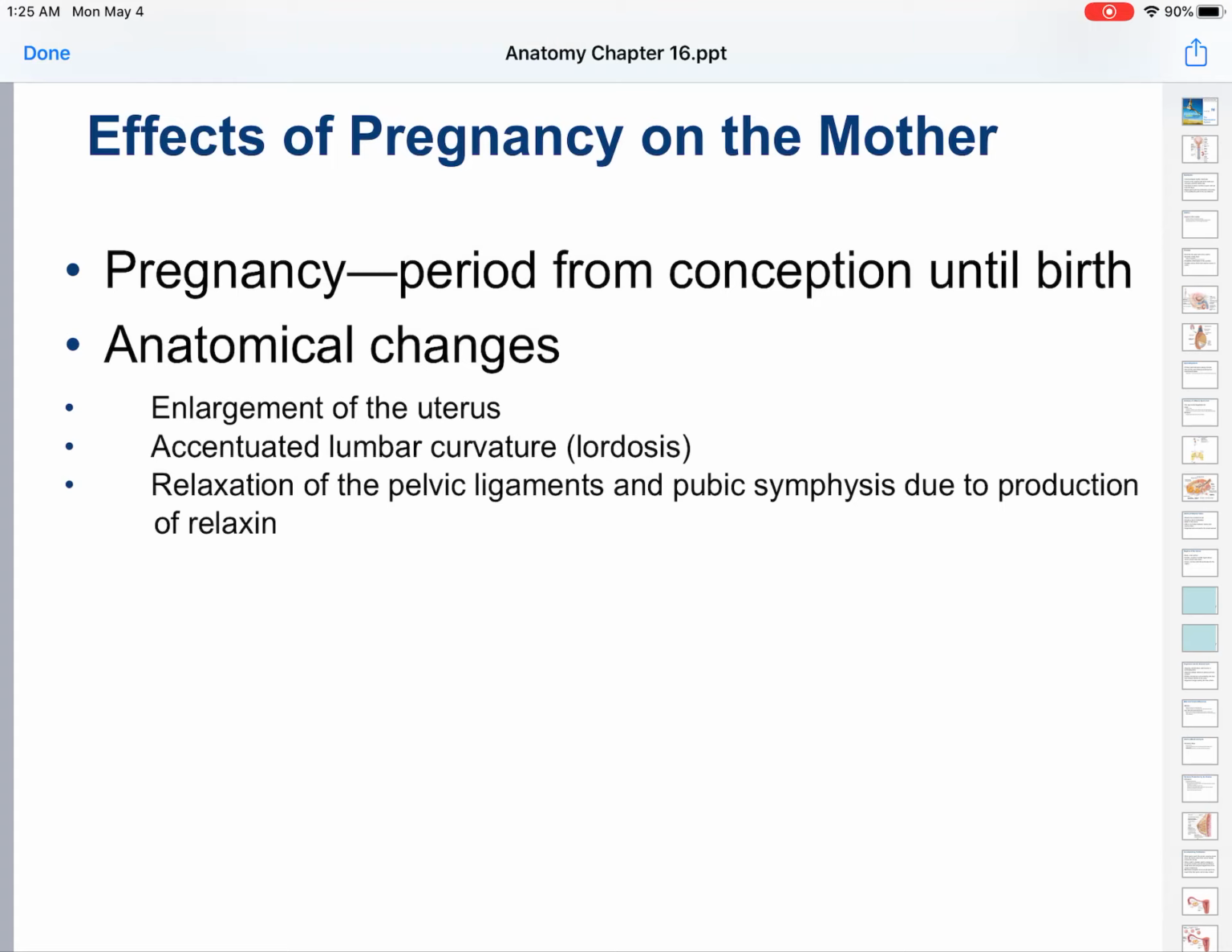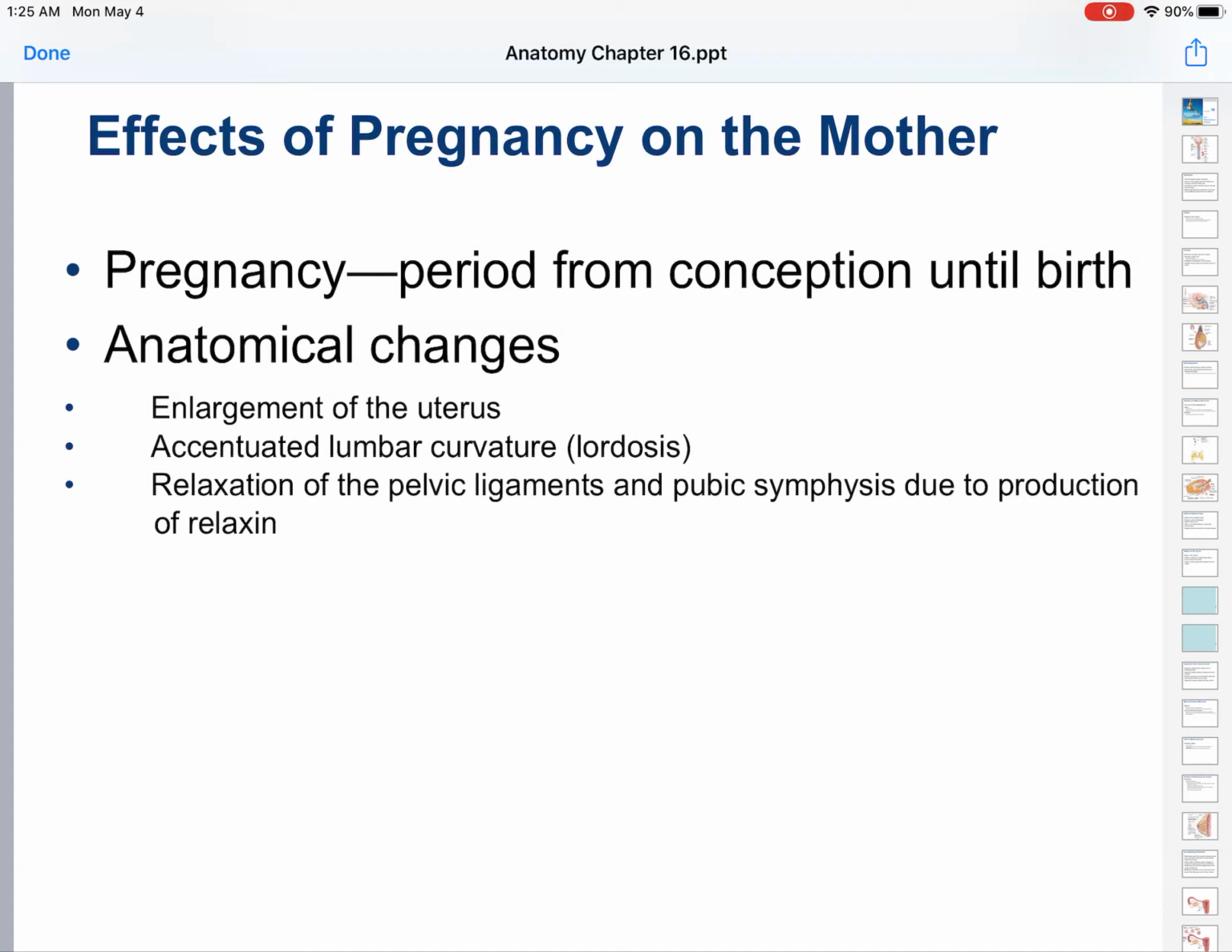Now comes the fun part. We've talked about the baby, but how does pregnancy affect mom? Anatomical changes. Obviously, the baby's getting bigger, so you have enlargement of the uterus. As the baby gets bigger, the area that it is developing in will get bigger.